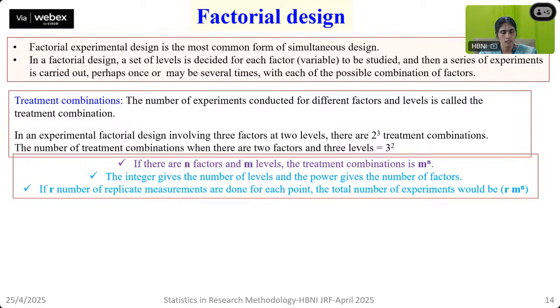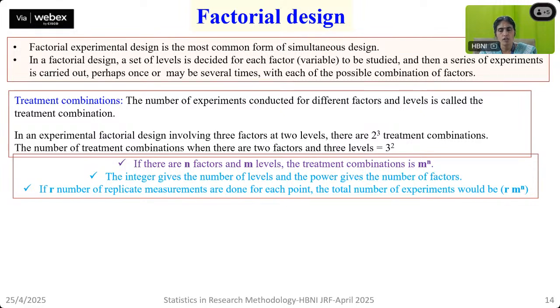The number will define the level, and the integer value will be the level, and the power will be the number of factors. For example, if I have 3 factors and 2 levels, the total number of experiments to be carried out, we call them treatment combinations, will be level to the power factor, that is 2 to the power 3. Okay, that way. If there are 2 factors and 3 levels, the number of treatment combinations will be 3 to the power 2.